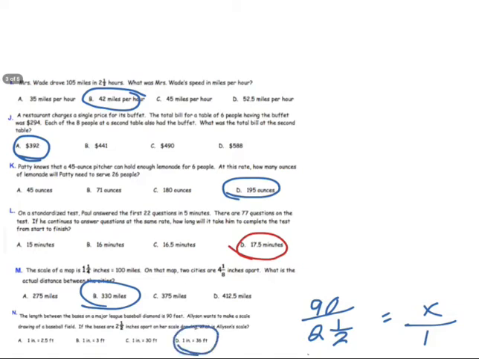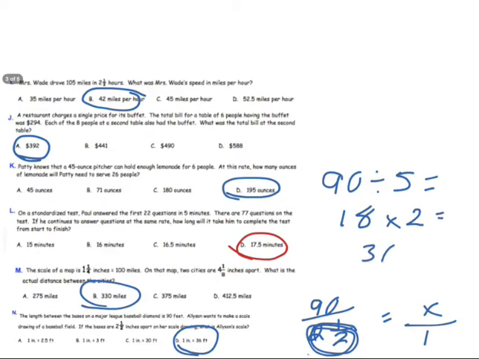You may also want to use the strategy we used before, where in 2½ there are 5 halves. So if you divide 90 by 5, you'd get a value of 18 for every ½ inch. So times 2 would equal 36 for every 1 inch, or per inch.